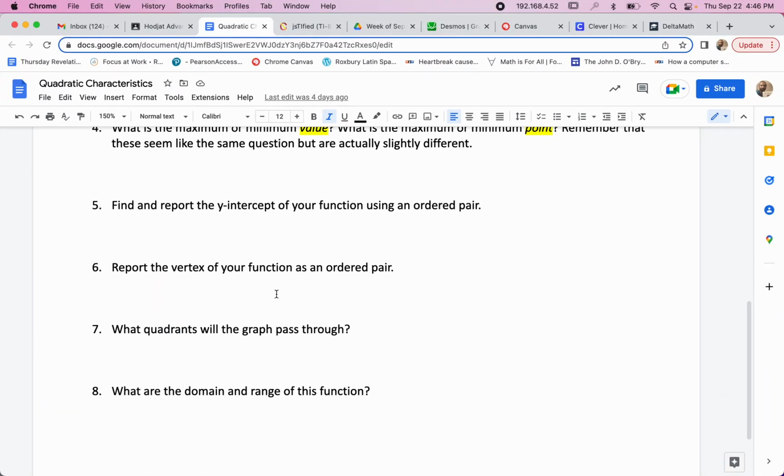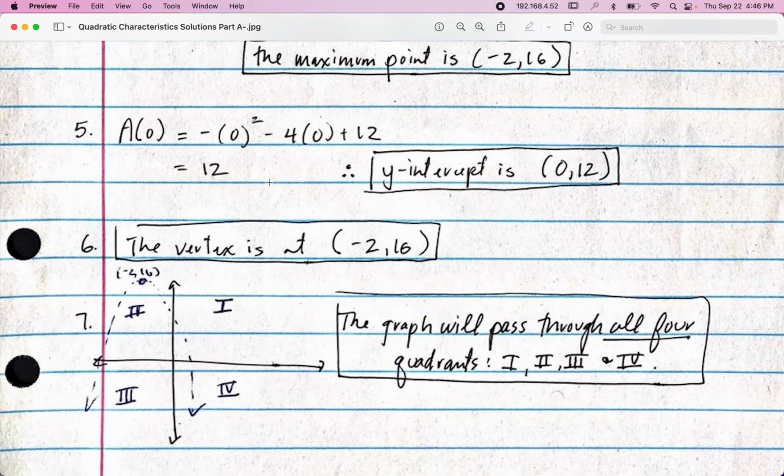Question 7 asks, what quadrants will the graph pass through? You may have forgotten how or where the quadrants are. The quadrant we use most often is the one in the top right corner. That's quadrant number 1. And we label them counterclockwise, so we go to the left. So that's quadrant 1, 2, 3, and 4.